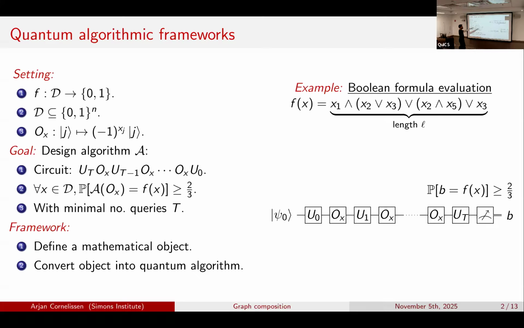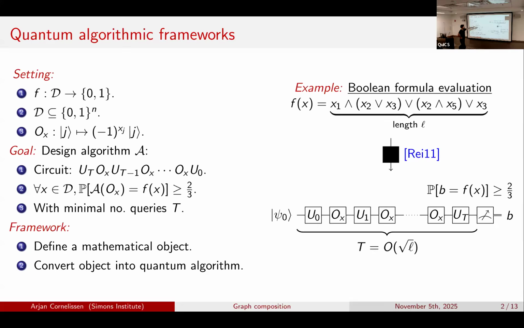One such algorithmic framework is Boolean formula evaluation. Essentially what you do there is you take your Boolean function and you write it as a Boolean formula. Then what is known, from a paper by Reichardt from 2011, is that you can take any such Boolean formula and turn it into a quantum algorithm where the number of queries that you do is going to be the square root of the length of this Boolean formula. Right, so this is just to give you an idea of what a quantum algorithmic framework is. You take some different mathematical object, in this case a Boolean formula, and then there's some kind of black box technique to turn that into a quantum algorithm.